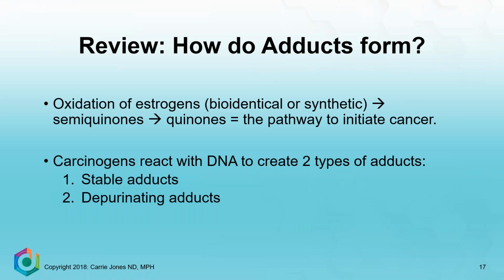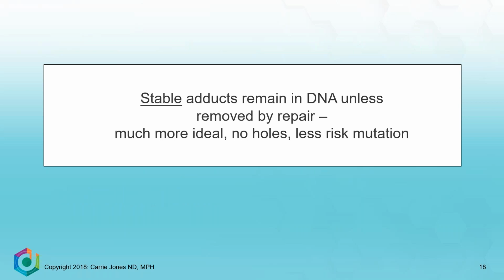So adducts come in 2 forms. They come as a stable adduct and an unstable or a depurinating adduct. What's the difference? Okay, stable adducts remain in your DNA unless they're removed by repair. So your stable adducts are like your nice, good, obedient children. The stable adducts are the children that you're like, hey, I need you to sit right here and don't move. I'll be back in just a second. And the child just sits there and waits for their parent to come back.